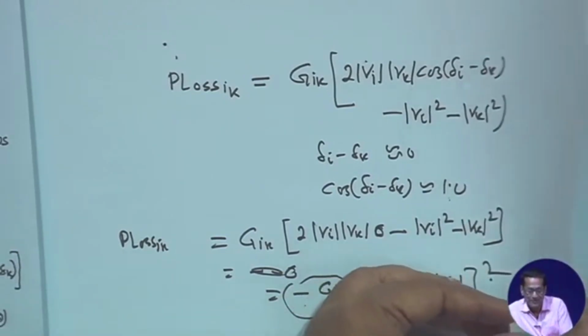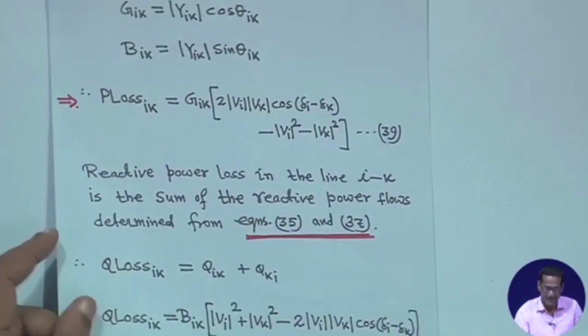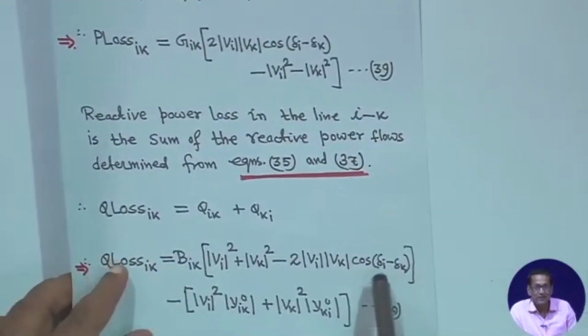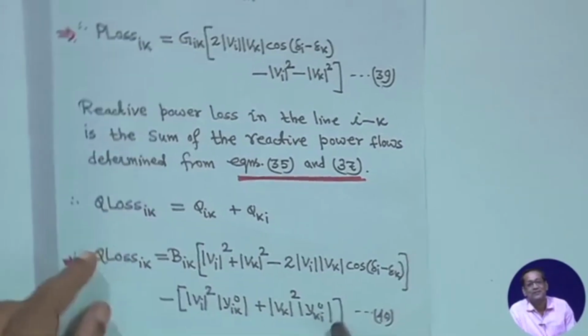For transmission system delta i minus delta k, similarly for Q loss ik also, those first 3 terms you can make like this, right. Similarly, here also if you assume cosine delta i minus delta k approximately 1, it will be B ik then bracket Vi minus Vk whole square minus this term. So, this is your Gauss-Seidel loss formula, and P ik, Q ik, all these things are known, right.